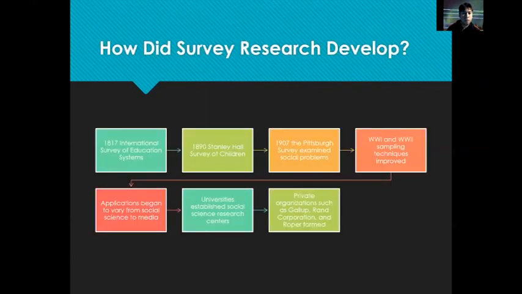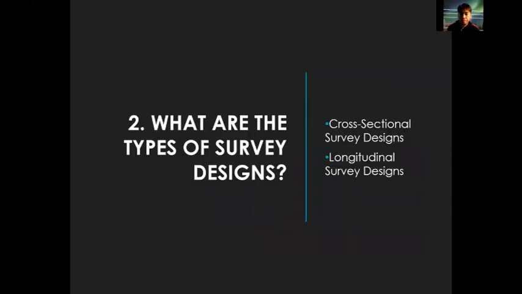All right, so when did survey research start? It dates back to 1817 during the International Survey of Education System. And from that moment on, it has developed throughout the years, and nowadays we can see survey research is widely used. All right, what are the types of survey design? There are two types of survey design. The first one is cross-sectional survey design, and the second one is longitudinal survey design.